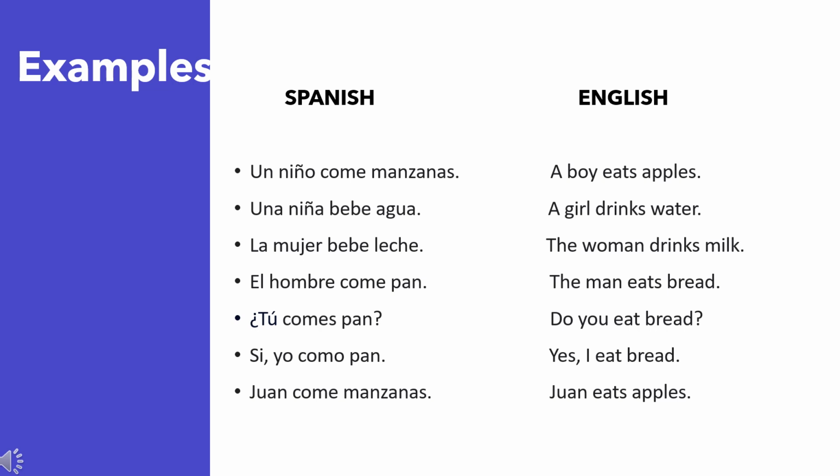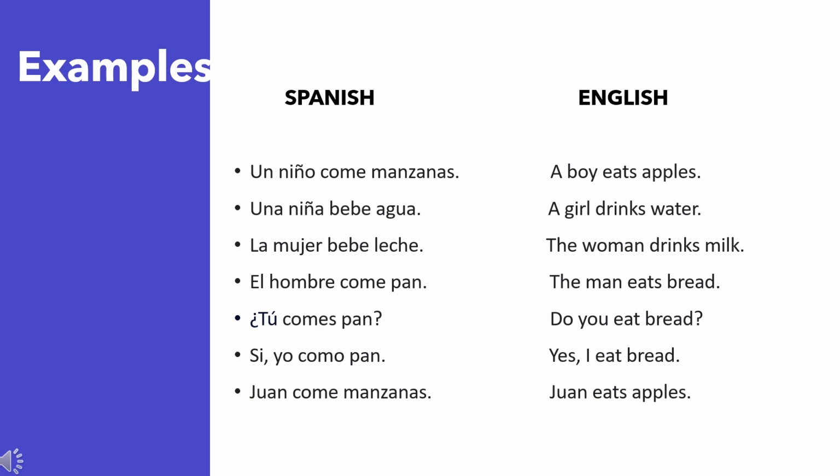So let's begin. First sentence is Un niño come manzanas, which means a boy eats apples. Un niño means a boy. Come means eat. Manzanas means apples. So, a boy eats apples.